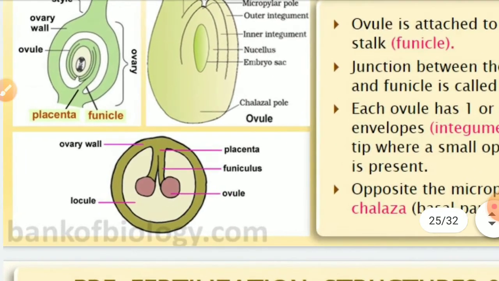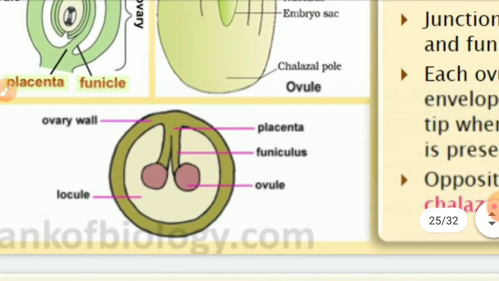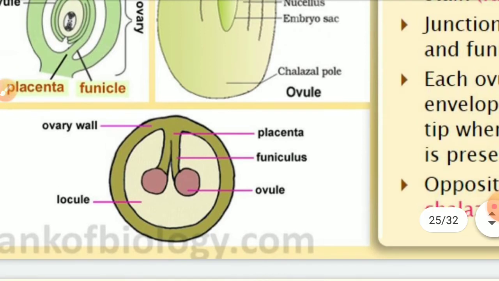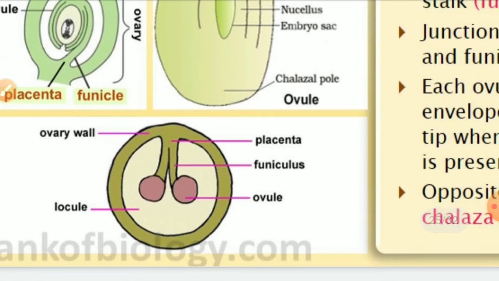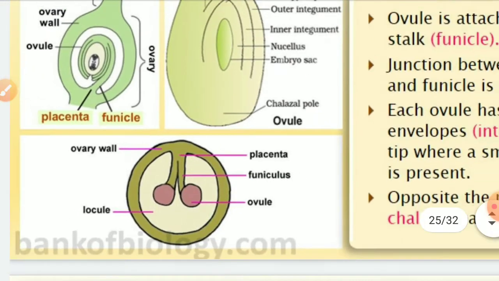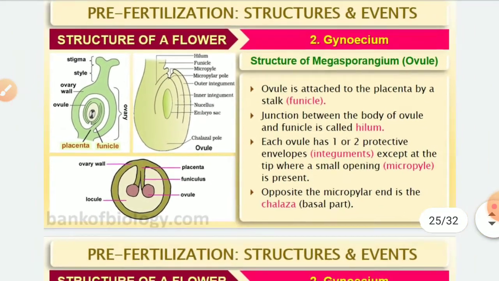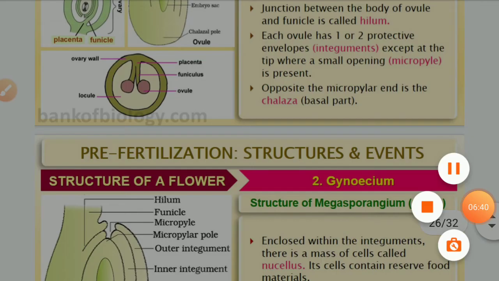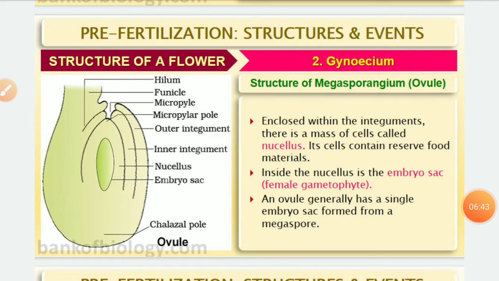Now see in the diagram: the outer wall is the ovary wall, then the placenta is there. After that, a connecting link known as the funicle, then the ovule, and the locule. The locule is the cavity. Now you can see the structure of the megasporangium in detail.